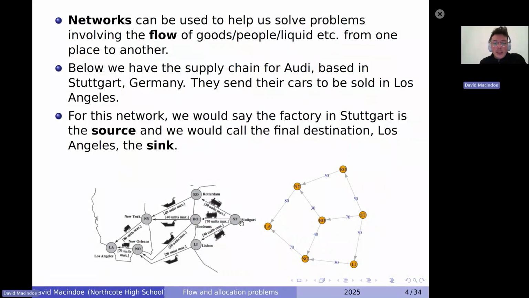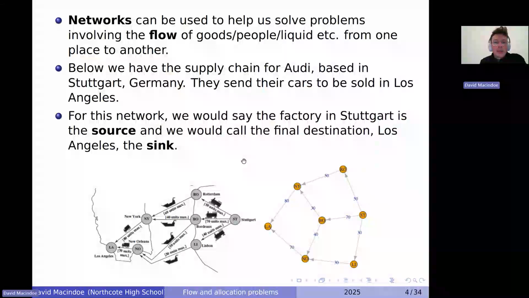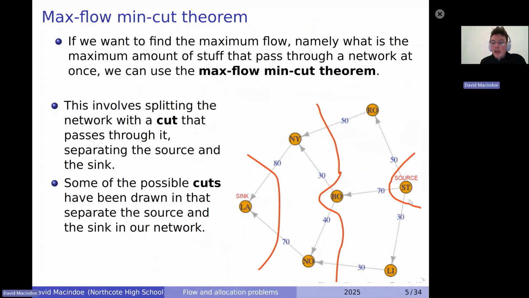For example, here we've got Audi, a car manufacturer making cars in Stuttgart. And then there's various ways for them to send those units around the world, and the customers are in Los Angeles, so we can do what are called cuts that look like these lines here. One thing that is important about these cuts is that they fully separate what we call the source, where stuff's coming from, and the sink, where it's flowing into. With these flow problems, the language comes from things like plumbing, right? Like the source of the water and then the sink where it is flowing out.